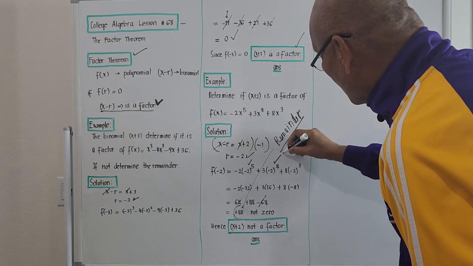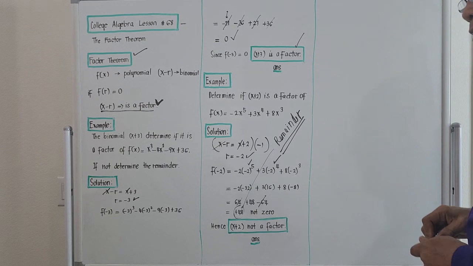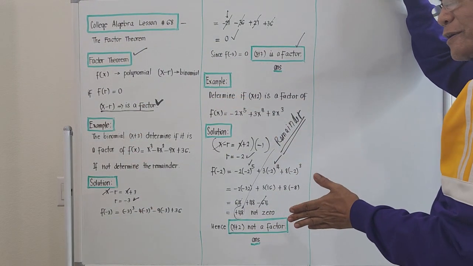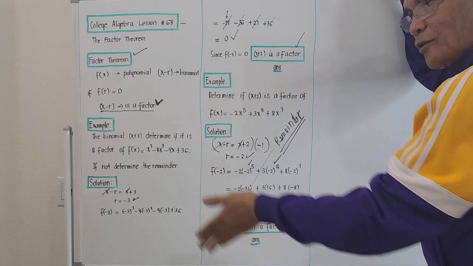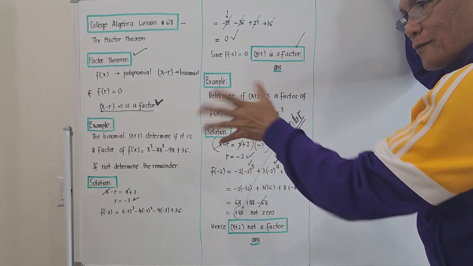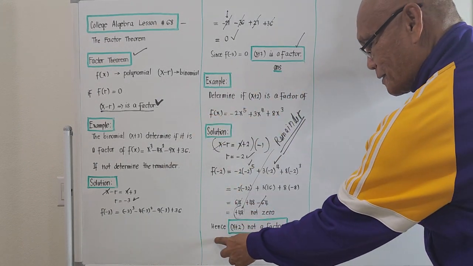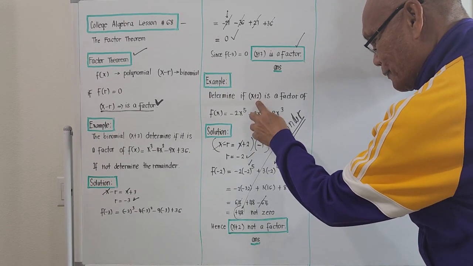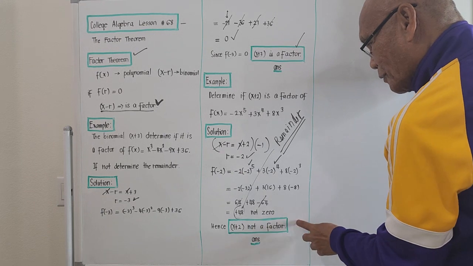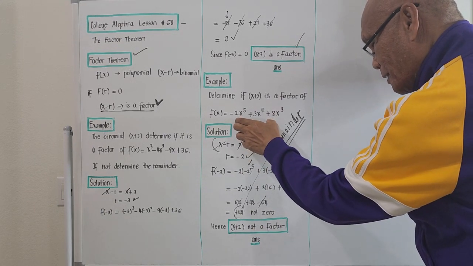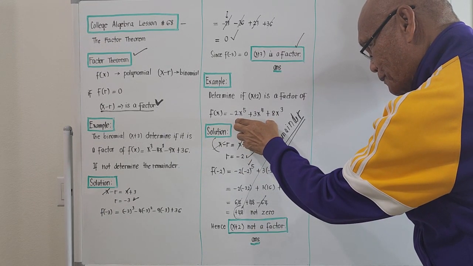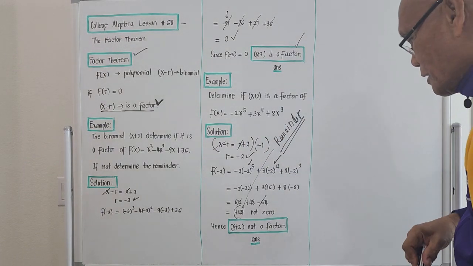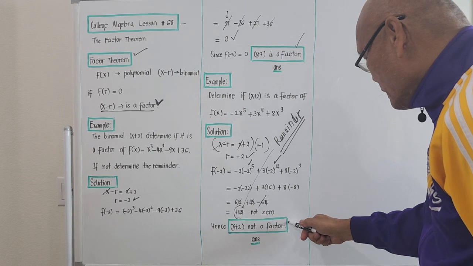Right? And what's the significance of the remainder? According to the factor theorem, if the remainder is not 0, the given binomial is not a factor of the given polynomial. Therefore, the binomial x plus 2 is not a factor of the given polynomial negative 2x to the fifth plus 3x to the fourth plus 8x cubed. Okay, so that will be our answer.